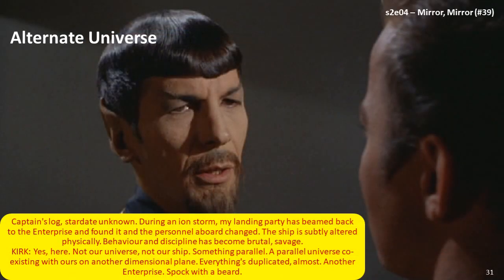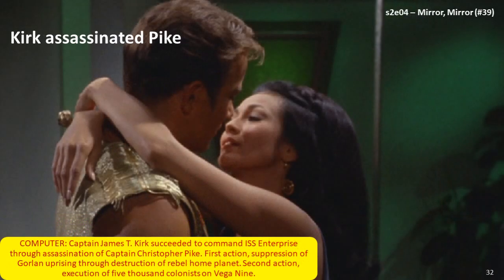In the episode we enter an alternate universe where the Federation is an empire and rules in a manner not unlike the Klingons. In this alternate universe, Kirk assassinates Pike. This is clearly a bad Kirk.